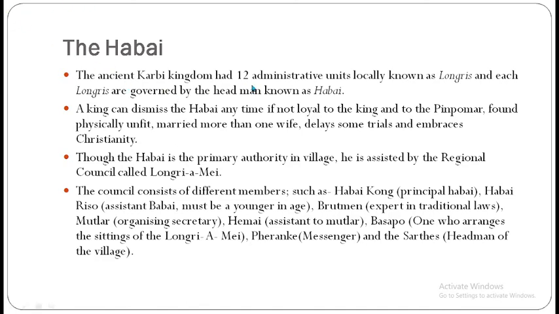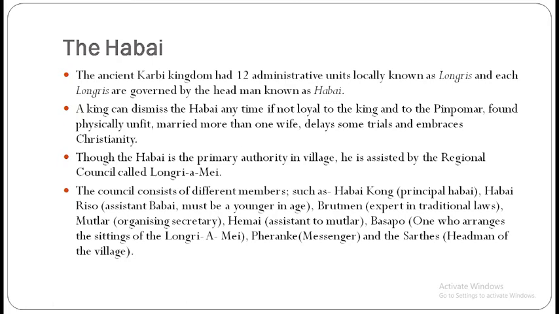The ancient Karbi kingdom had 12 administrative units, locally known as Longris, and its Longris are governed by the headman known as Habai. A king can dismiss the Habai, all the Lingdokpo can dismiss the Habai anytime if not loyal to the king and to the Pinpomer, or he is found physically unfit, or married more than one wife, or delays some trials and embraces Christianity.